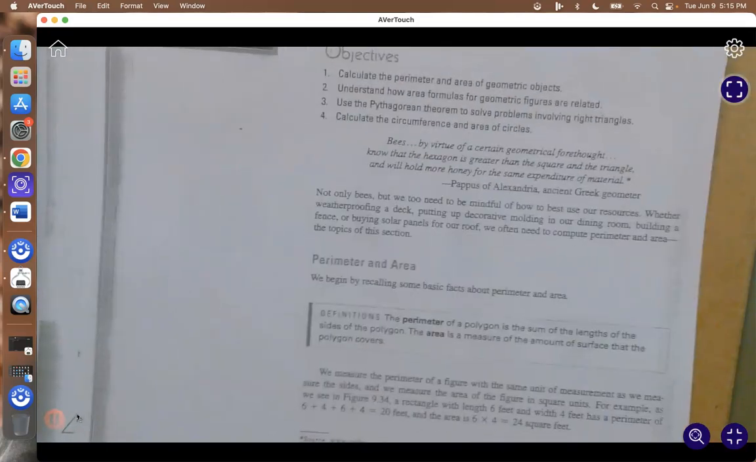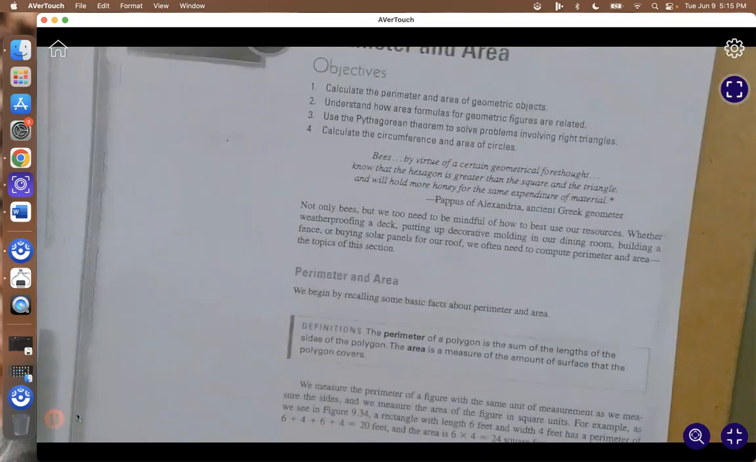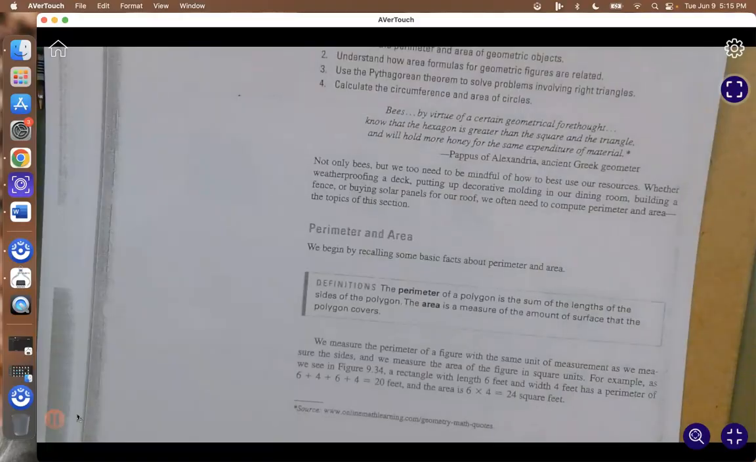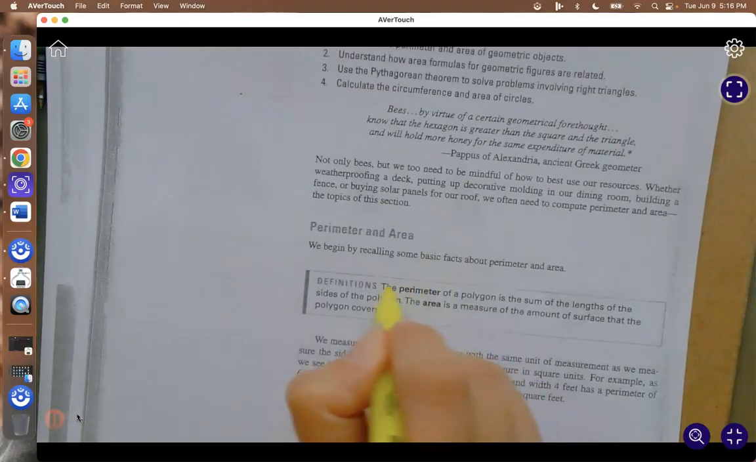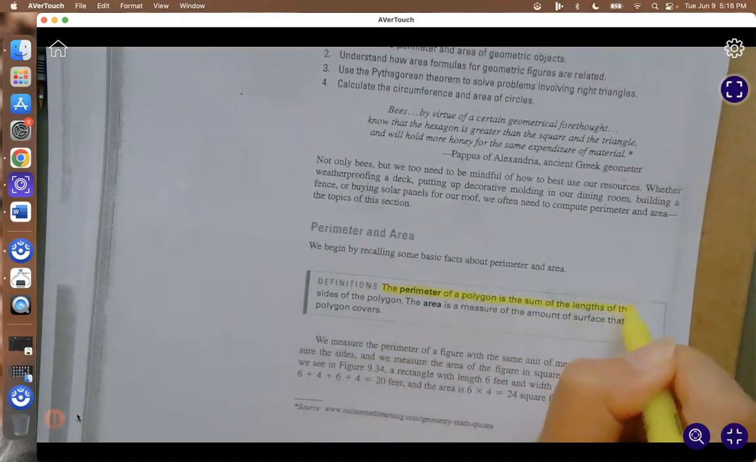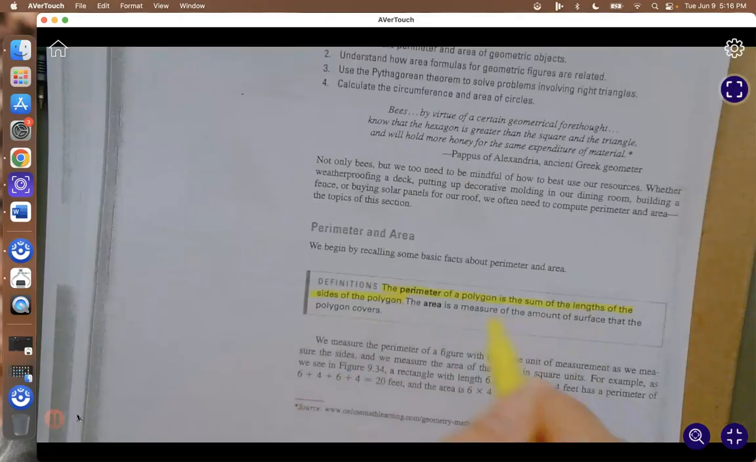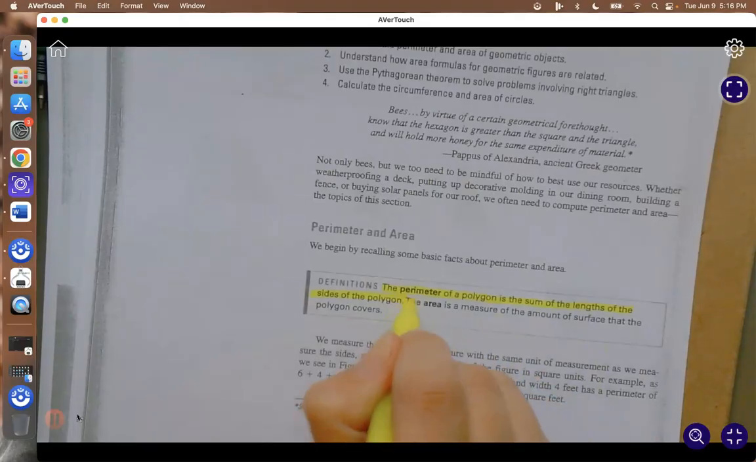Okay guys, today we're going to be looking at section 4.3, perimeter and area. Again, basic stuff that we're going with here. Perimeter, remember, is the distance around something, so it's the sum of the lengths of the sides. And area is the measure of the amount of surface that it covers.